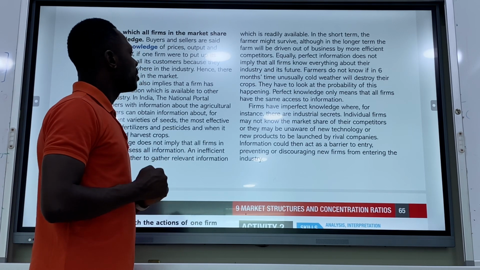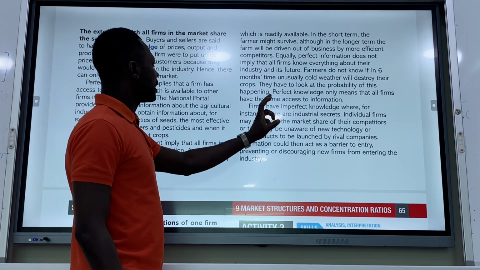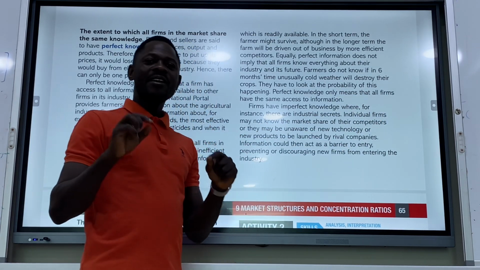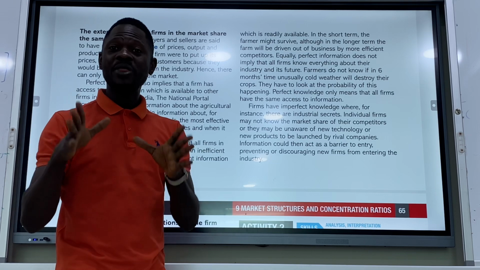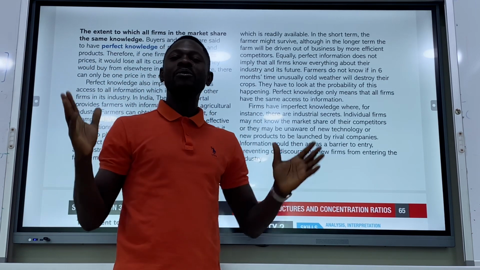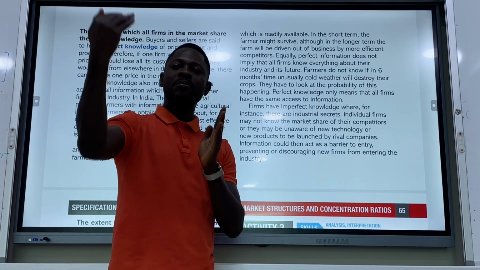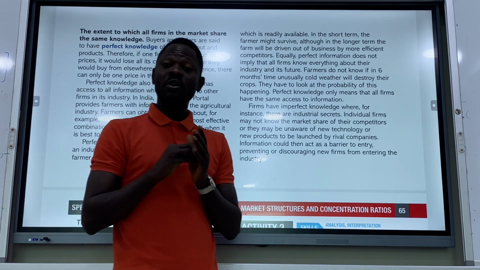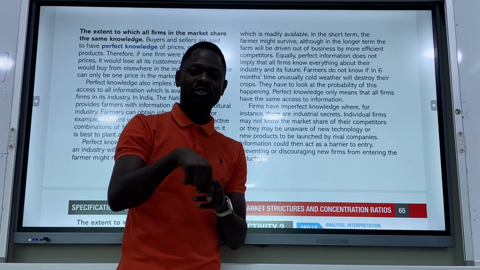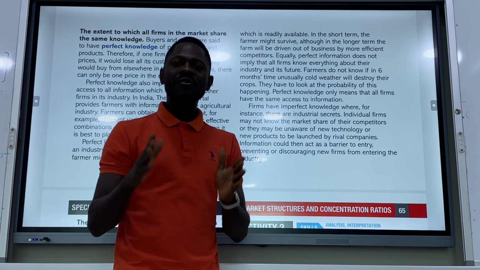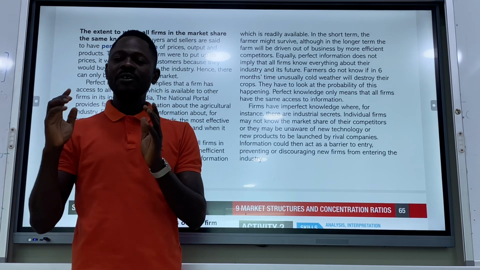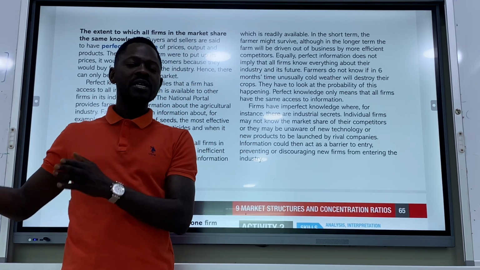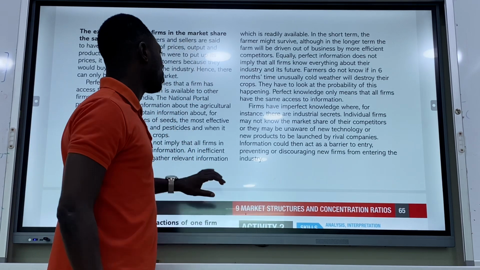Perfect knowledge only means that all firms have the same access to information. We call it perfect knowledge because all firms have access to the same information, not that they know everything about the product, the service, or the future in the market. They don't know, but they have equal information. So the information that is accessible to firm A is the same that is accessible to firm B, firm C, firm D, firm E. That is what perfect knowledge is about.